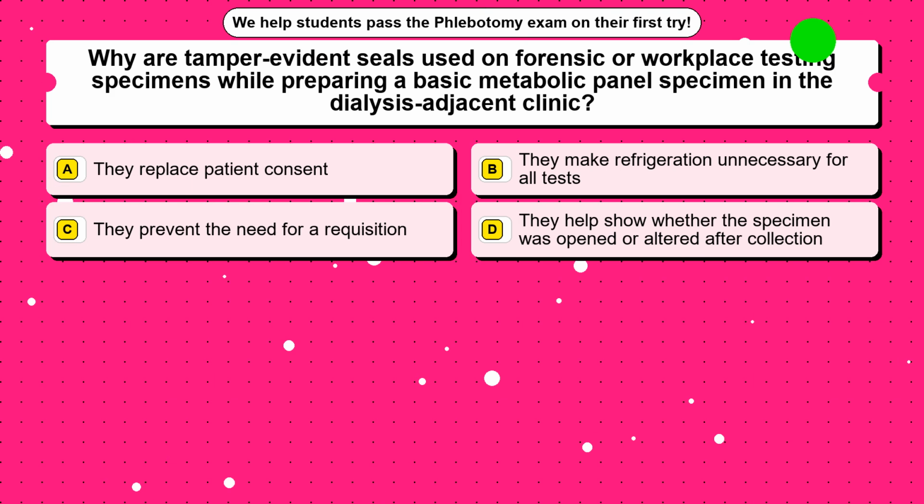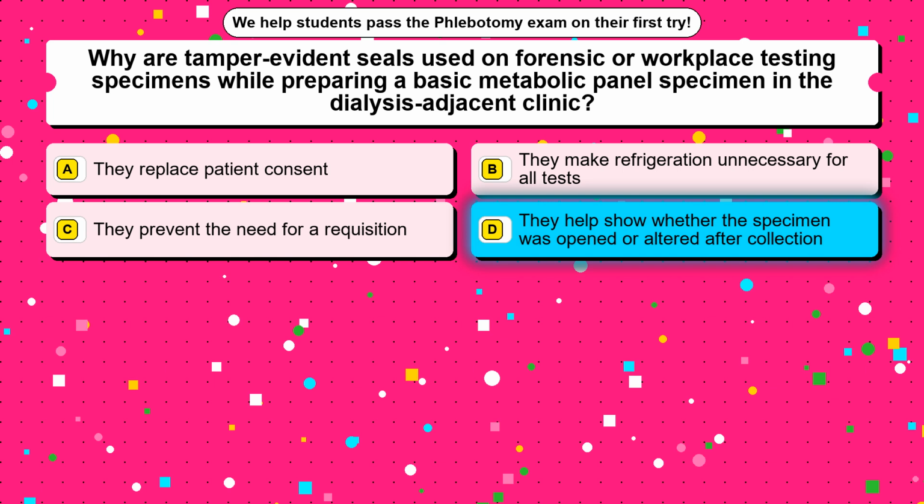Question 3. Why are tamper-evident seals used on forensic or workplace testing specimens while preparing a basic metabolic panel specimen in the dialysis-adjacent clinic? Option A. They replace patient consent. Option B. They make refrigeration unnecessary for all tests. Option C. They prevent the need for a requisition. Option D. They help show whether the specimen was opened or altered after collection.